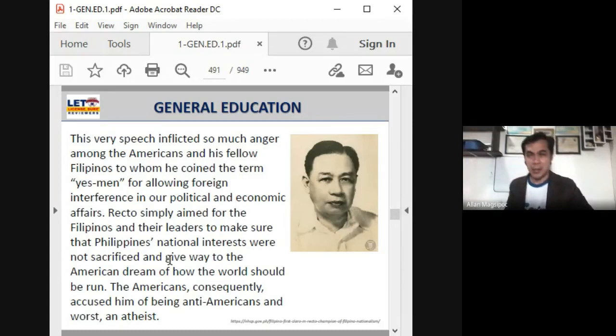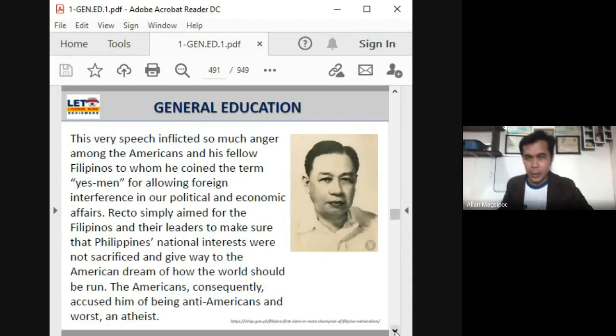Most of them are Chinese funded. Parang ganyan sinasabi ni Claro Recto during his time. Mga yes men, allowing foreign interference in our political and economic affairs. Recto simply aimed for the Filipinos and their leaders to make sure the Philippines' national interests were not sacrificed and give way to the American dream of how the world should be run. The Americans consequently accused him of being anti-American and worse than atheists.